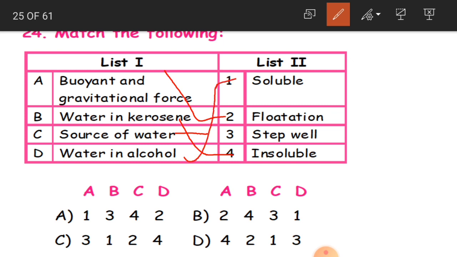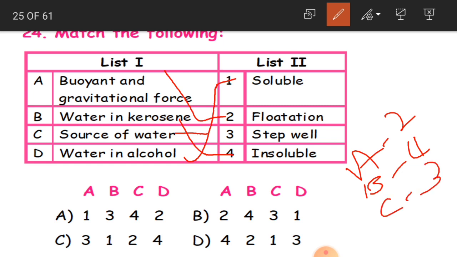And water in alcohol is nothing but soluble. When you pour water in alcohol, water is going to be soluble. Even alcohol is going to be soluble in water. So according to that, what happens? A is 2. I'll just write it here. B is 4.